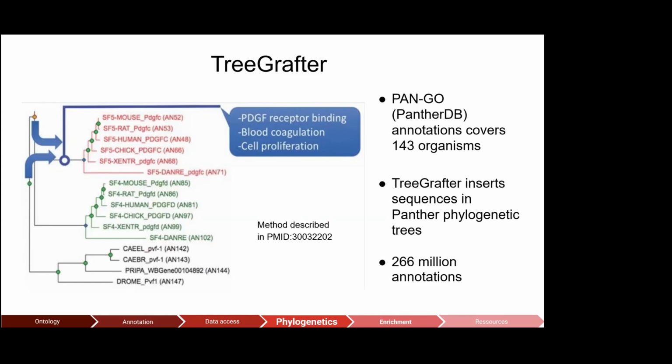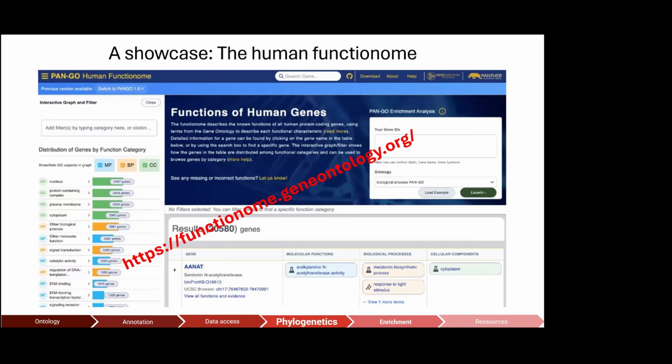But it's a nice way to propagate and to feel the nice tree of life that I showed you at the beginning. Now we are focusing a little bit on human annotations because you know that the human genome, the human proteome, and what we now call the human functionome is the showcase. So what I show you here is specifically about human phylogenetic annotation.